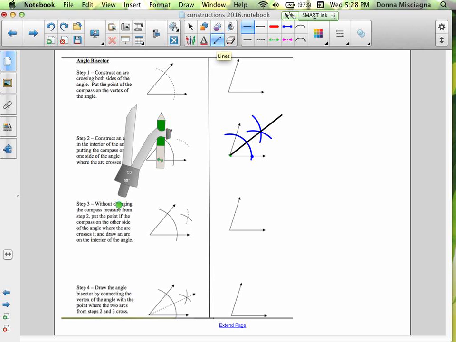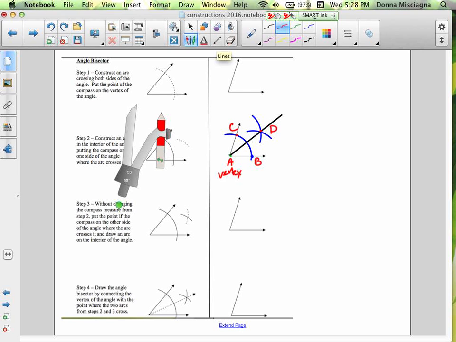I want you to label. You can do this again. You can always rewind me, do it again, or just practice it. Right? I want you to label your diagram. So this is going to be point A. Right? That's the vertex of the angle. This is point B and point C, those points on the angle. And let's call D that point of intersection.